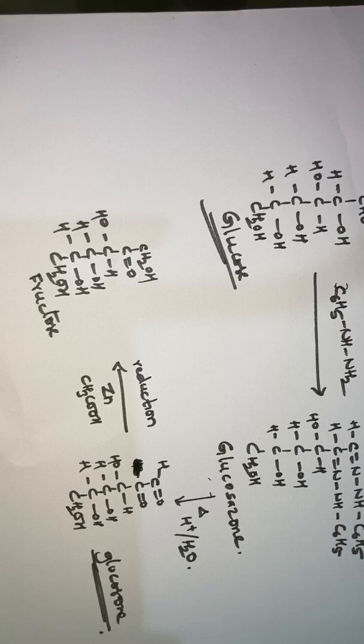Then it is oxidized and you get an acid. Then on hydrolysis it will give you lactone. Two lactones are formed, which can be separated, and then on reduction you will get glucose. So this is how fructose can also be converted into glucose. So this is about the interconversion of glucose and fructose. Okay, thank you.